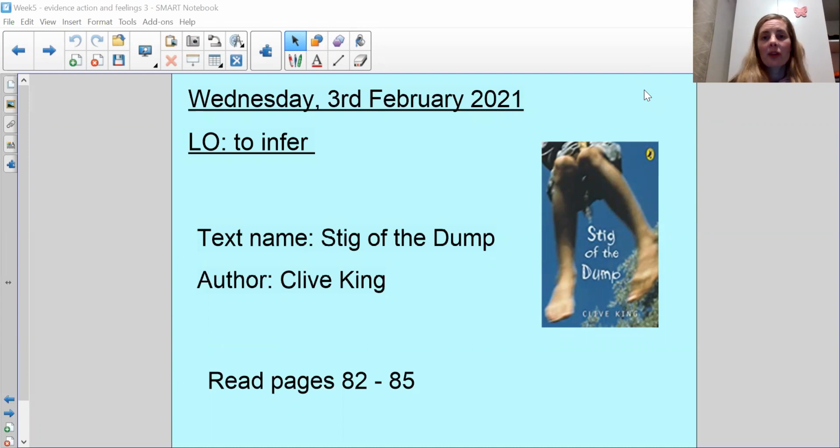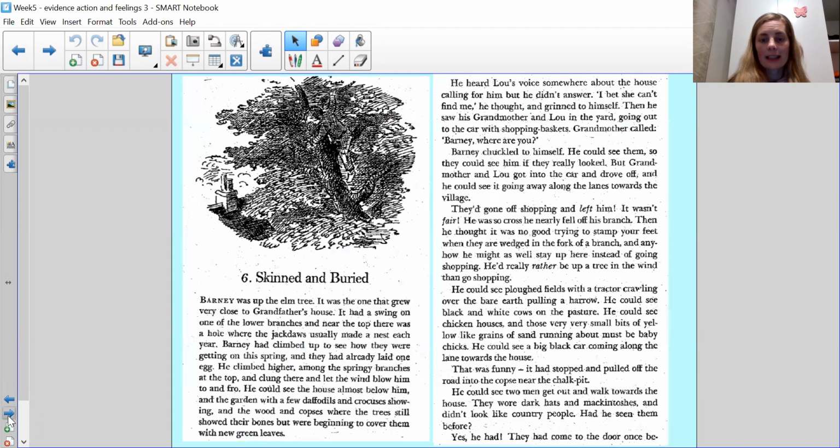Today, we're going to be carrying on with our inference using actions and feelings to support our evidence. And we're then going to be carrying on reading the next couple of pages of Stig. So today is going to be independent reading. You're going to read the next couple of pages on your own. So pause the video when you need to, and then you can carry on reading the next 4 pages. So here you go. Pause the video now and then read these pages.